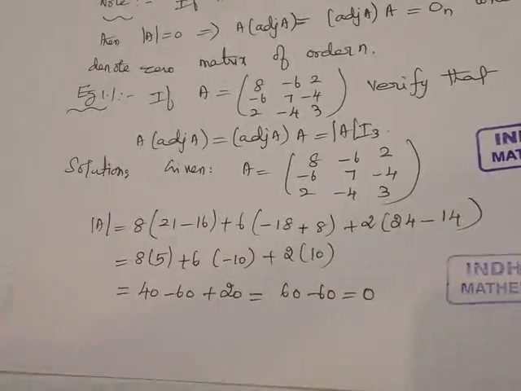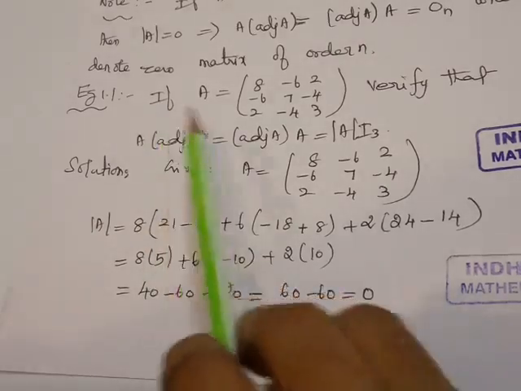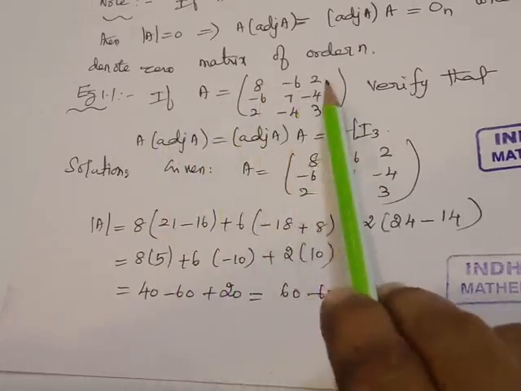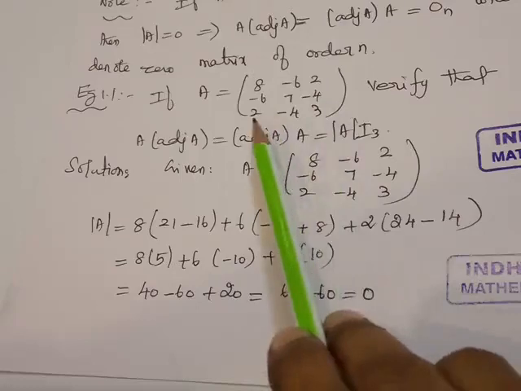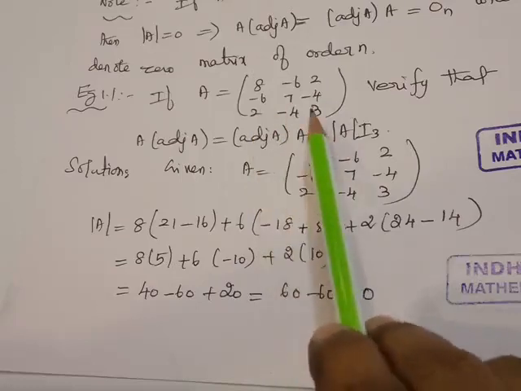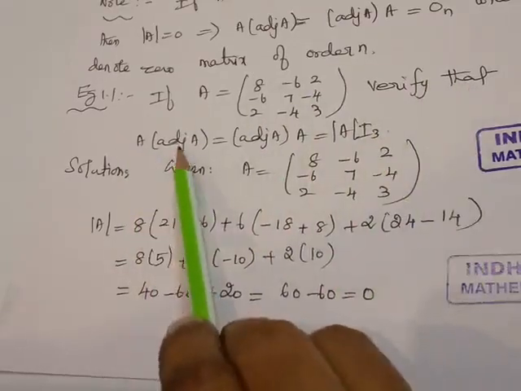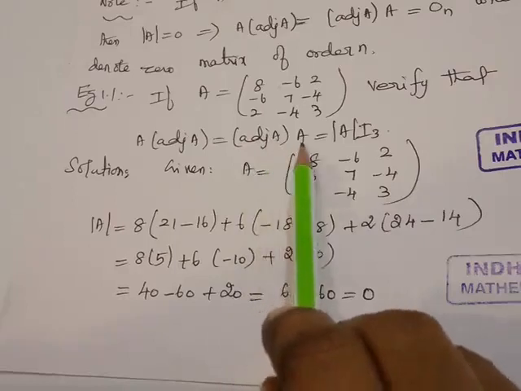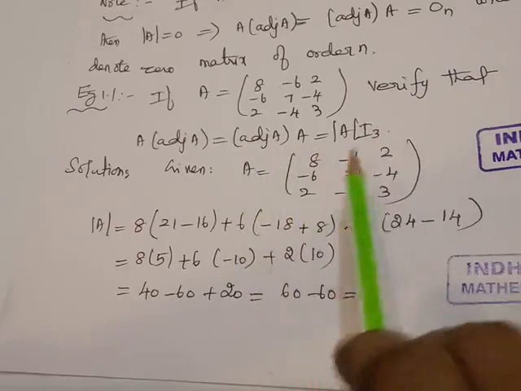Today we are going to start with example 1.1. The question is, if A is equal to the 3 by 3 matrix with first row 8, minus 6, 2, second row minus 6, 7, minus 4, third row 2, minus 4, 3, verify that A into adjoint A is equal to adjoint A into A is equal to determinant A into I3.